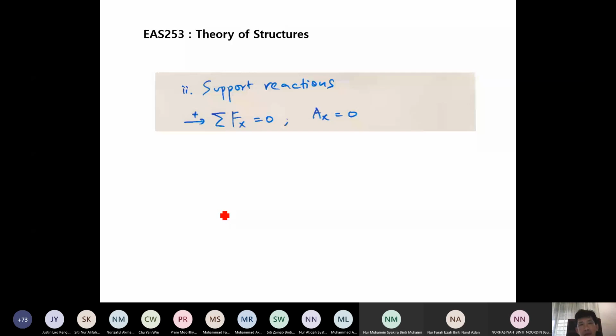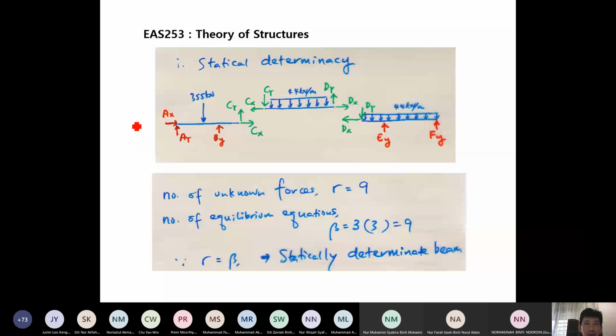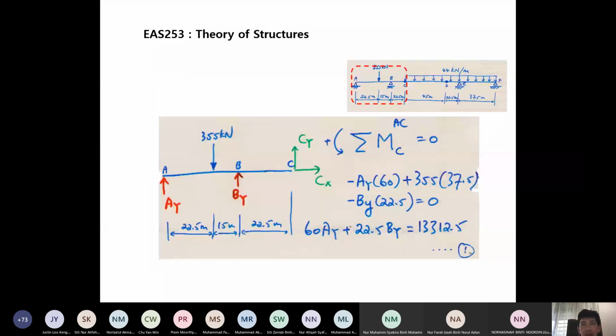So we have another 4, which are AY, BY, EY, and FY, all the vertical reaction forces. With AX equal to 0 solved, these are the 4 that we need to solve. So we cut at the hinge, same thing. We cut at the hinge first, then show the free body diagram, and from there try to write down equilibrium equations. So let's see here, the first cutting.